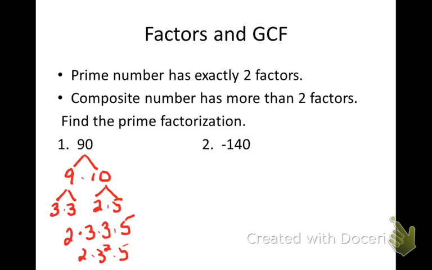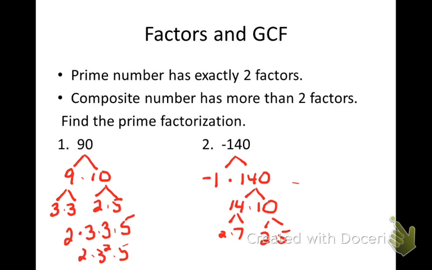If you do have a negative in front of it, think of just factoring out a negative 1. Negative 140 is the same as negative 1 times 140, and then go from there. Again, you can start different ways. I'm going to start with 14 times 10. You might start with something different. 14 is not prime. 2 times 7, those are both prime. 2 times 5. So my answer would be negative 1 times 2 to the second times 5 times 7. So that's prime factorization. Make a tree.